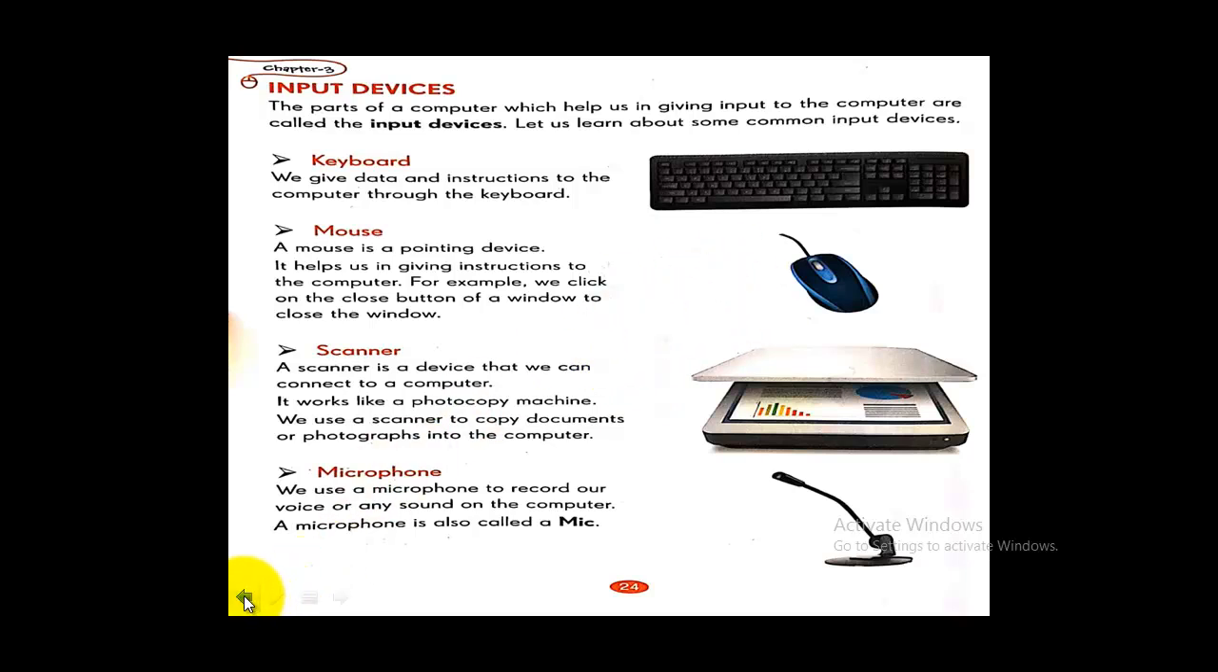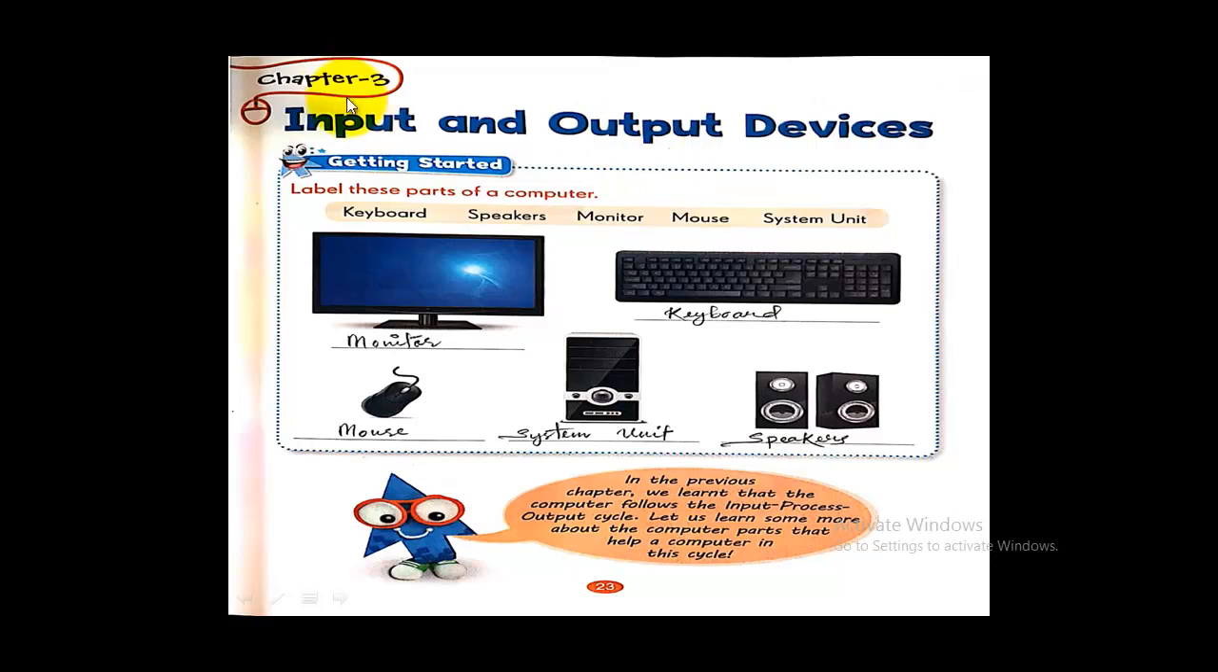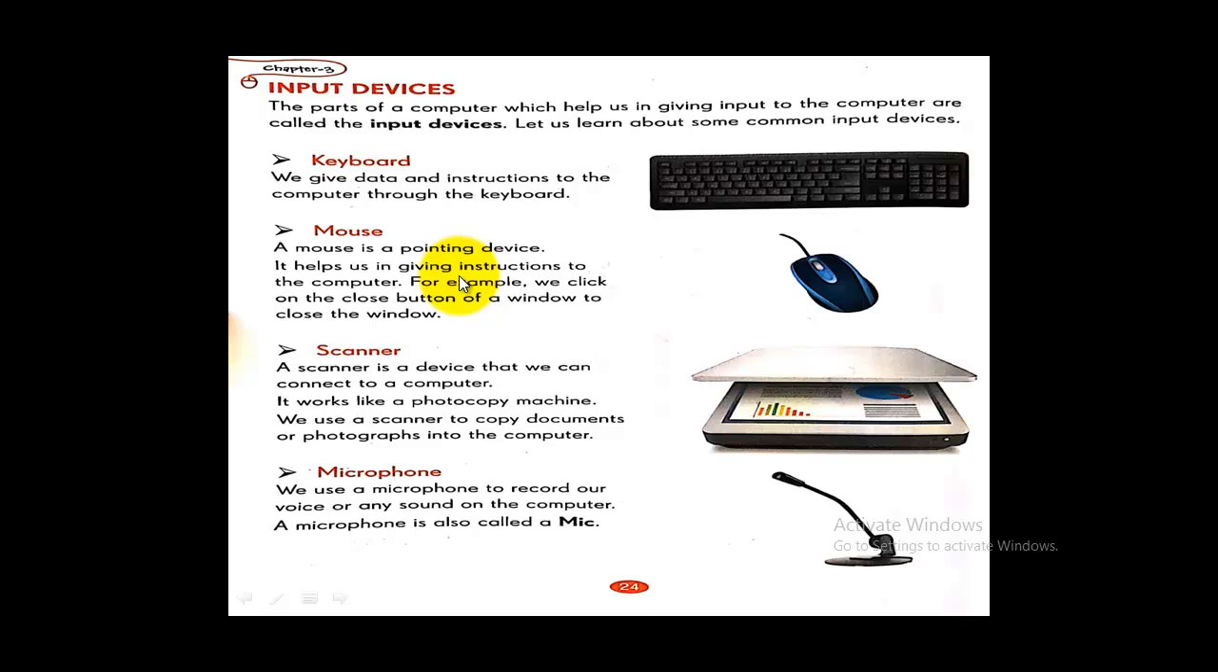Now you can see the left pointing arrow here and you can see here the right pointing arrow. Now if you want to go to the previous page, see the left pointing arrow. Now you go to the previous page, input and output devices, chapter number 3, which we have done already. Okay, if you are going to the next page, you can go here and you can click here like this. The next page, the current page, what we are learning, it comes here. Now, for example, we click on the close button of a window to close the window.